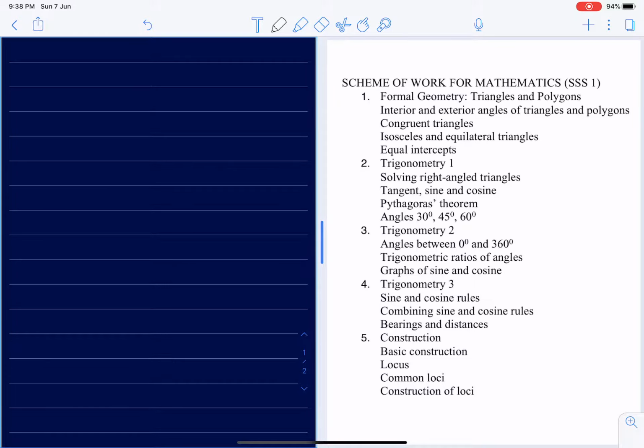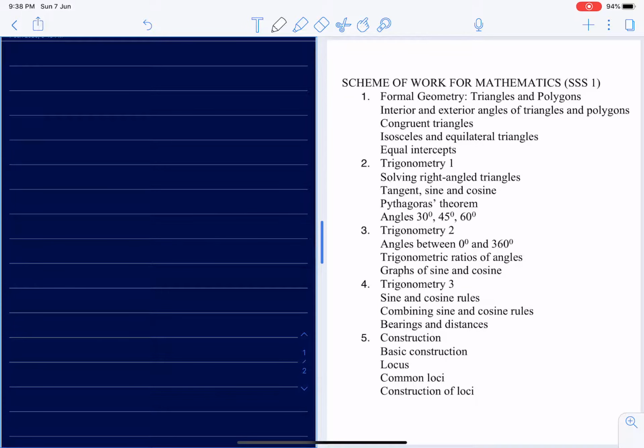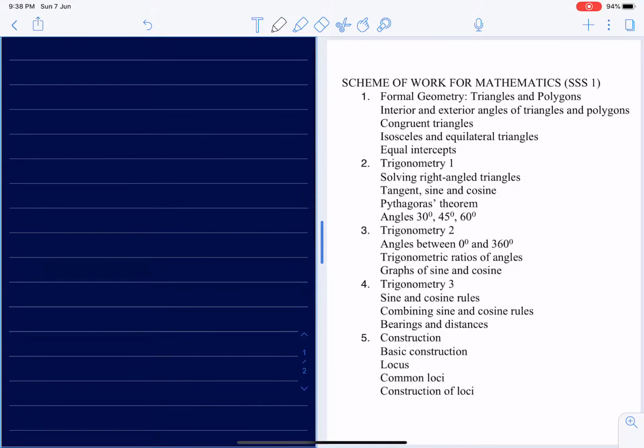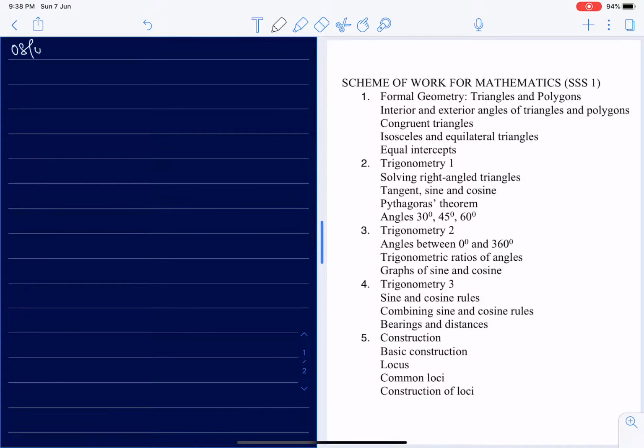The first topic is formal geometry. Please make sure you write the date. Today's date is June 8th. And the topic is triangles and polygons. Formal geometry, triangles, and polygons.